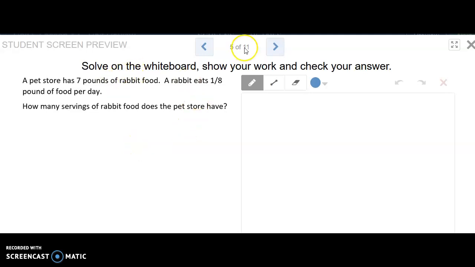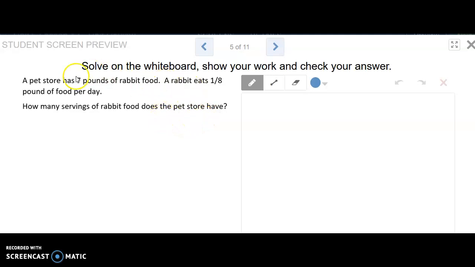Boys and girls, here we are with question number 5. It says to solve on the whiteboard, show your work, and check your answer. A pet store has 7 pounds of rabbit food. A rabbit eats 1/8 pound of food per day. How many servings of rabbit food does the pet store have?